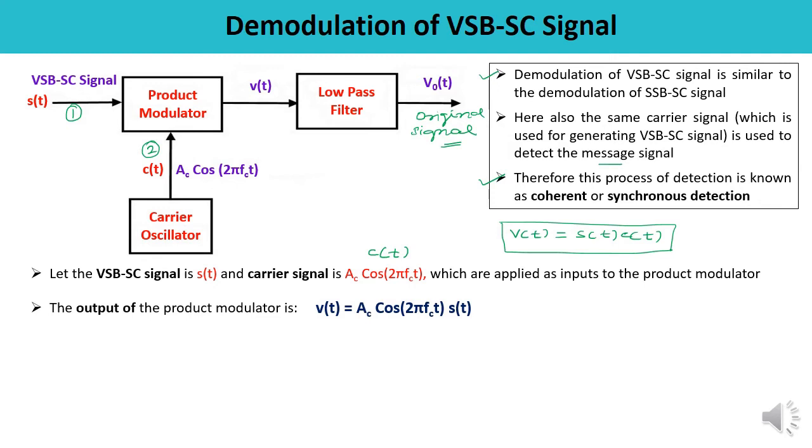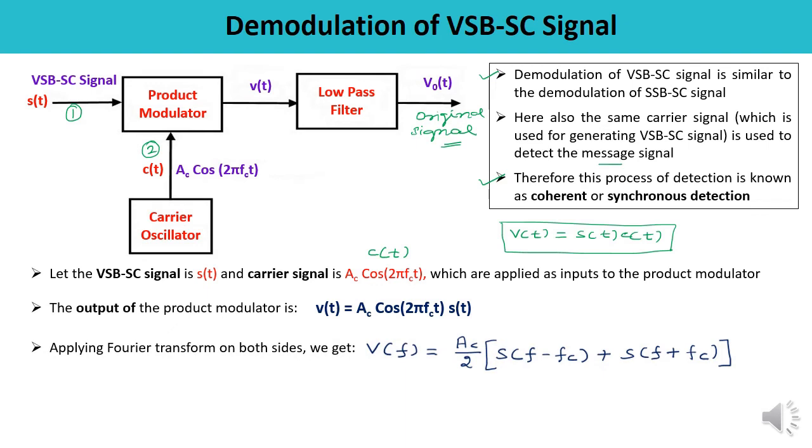Now we need to take the Fourier transform. So apply the Fourier transform to both sides. The time domain will be converted into the frequency domain, and you will be able to write down V(f). So V(f) is Ac upon 2 times S(f minus fc) plus S(f plus fc).